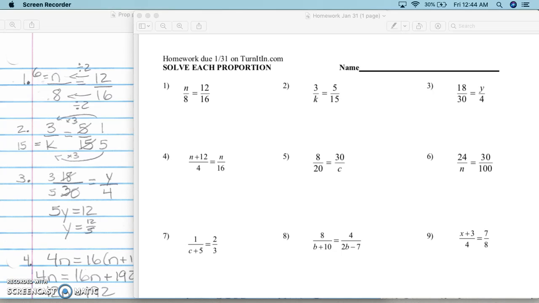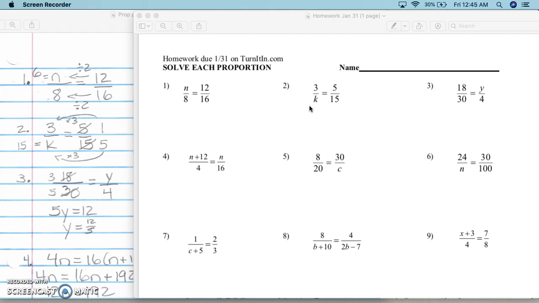So for number 1, I saw a relationship of numbers here. When I went from 16 to 8, I could divide by 2. And so I could divide 12 by 2, and I would get that n equals 6. Again, when you see a relationship of numbers on these proportions, that's the way you want to solve them if you can. That's the easiest, most direct way.